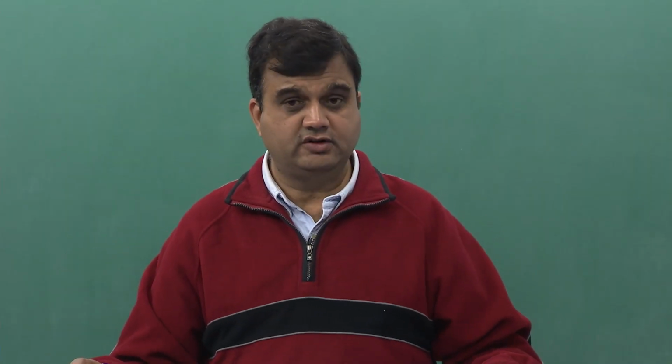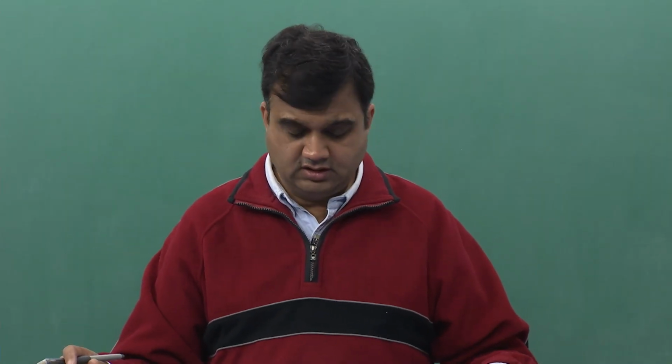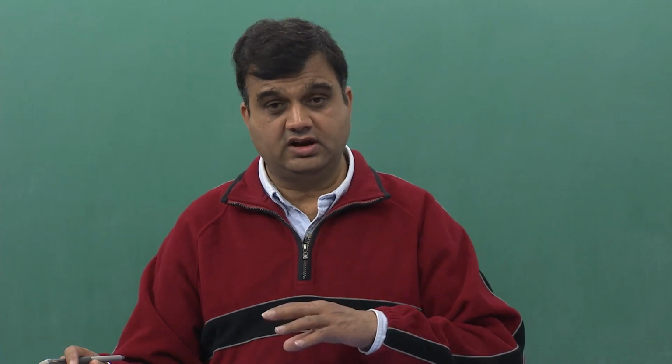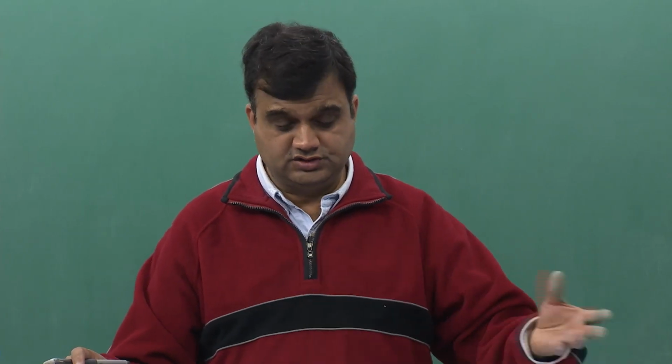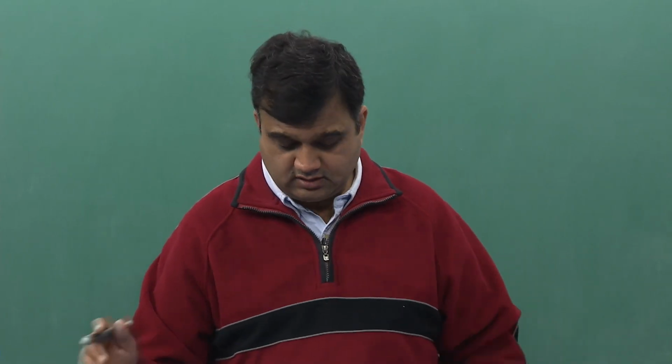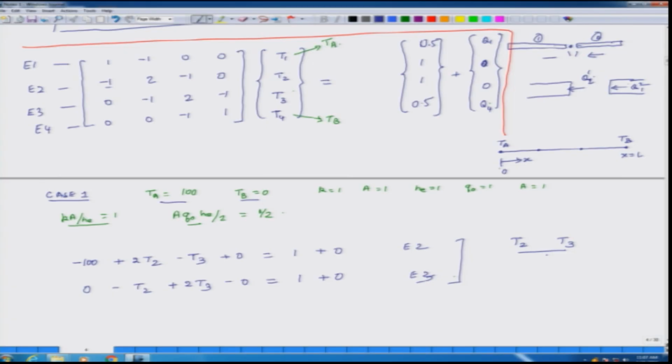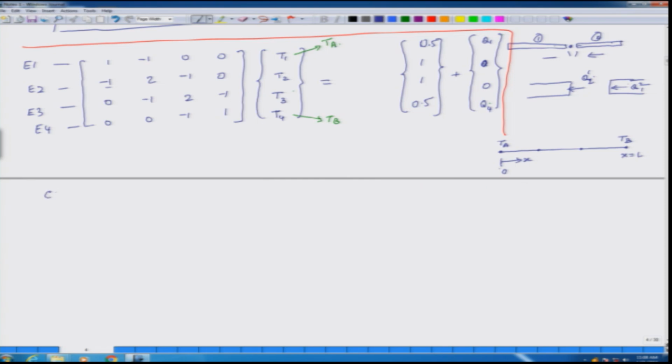Now, we will do another case where we will have a convective boundary condition at one end and a heat source at the other end, and we will again solve these equations. So, I am going to erase all this, and the second boundary condition is, so case 2.